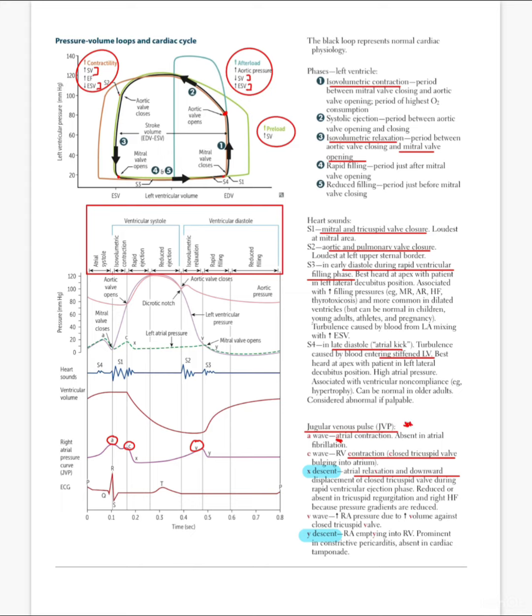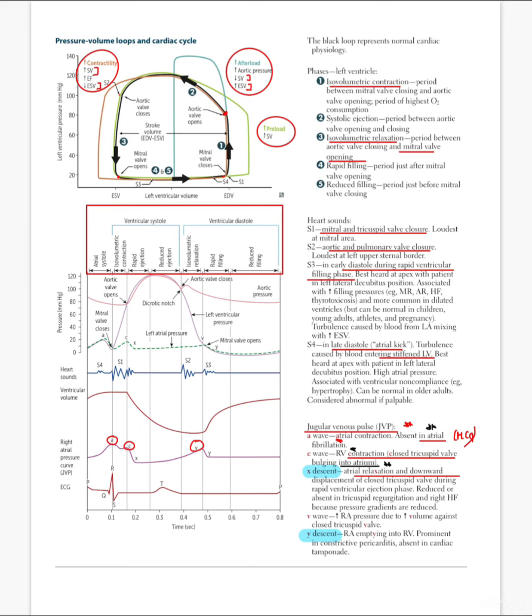Then reading a bit about the JVP. In the JVP, you have the A wave. A is for atrial contraction. This is absent in atrial fibrillation. Again, a very important thing that you need to know. Then the C wave. A, C, V are the ascent waves and X and Y are the descent waves. The C wave is for contraction of the right ventricle, that is the closed tricuspid valve bulging into the atrium. JVP basically tells about the right side of your heart.